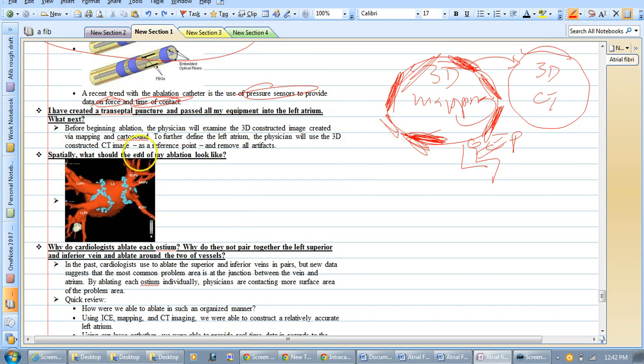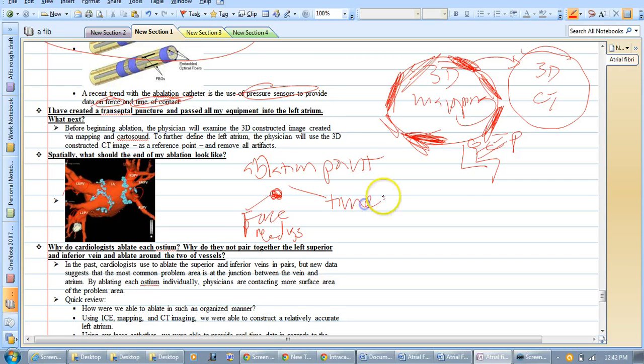So after ablation, what should my end result look like? Well, if you've done it correctly, it should look something like this. Around each pulmonary vein, you're going to have these single dots, and each dot represents an ablation point. Remember, given today's technology, with each dot, we can get pressure readings, force readings, as well as time of contact.